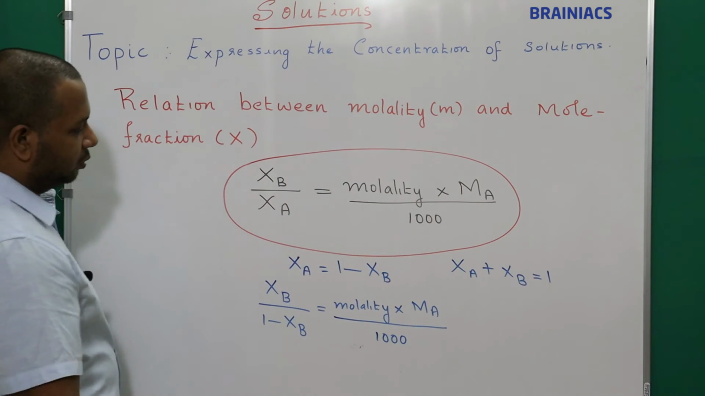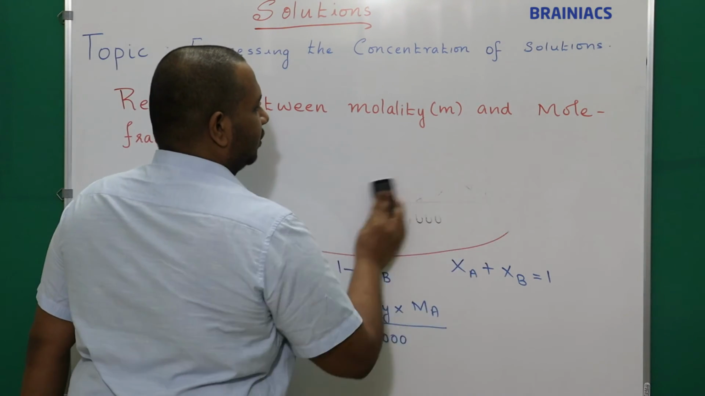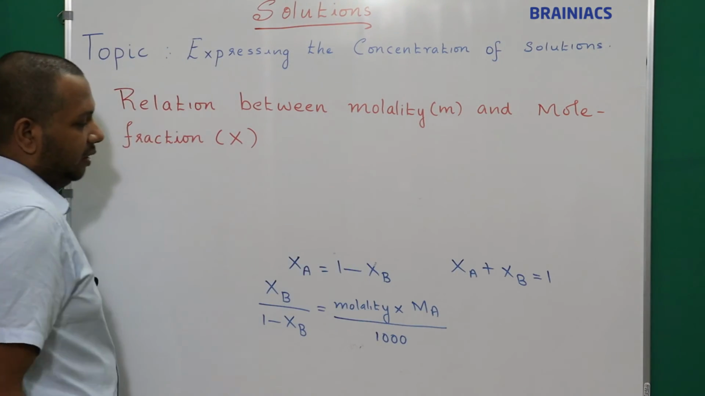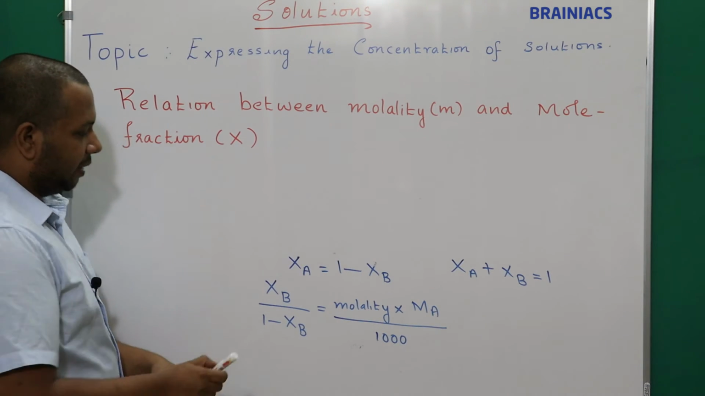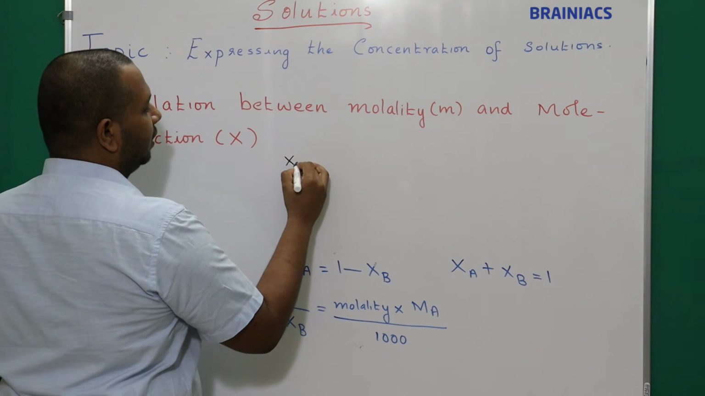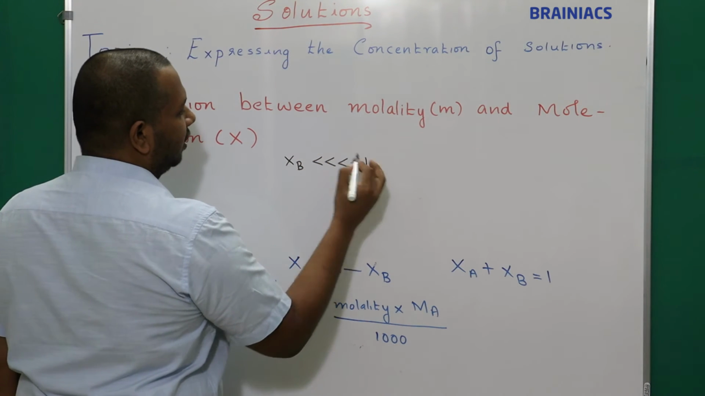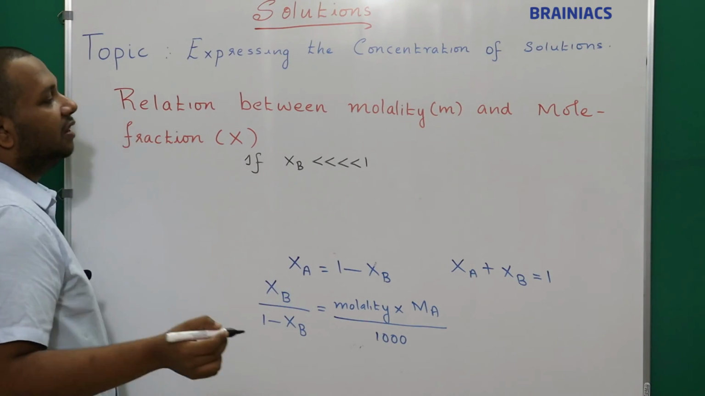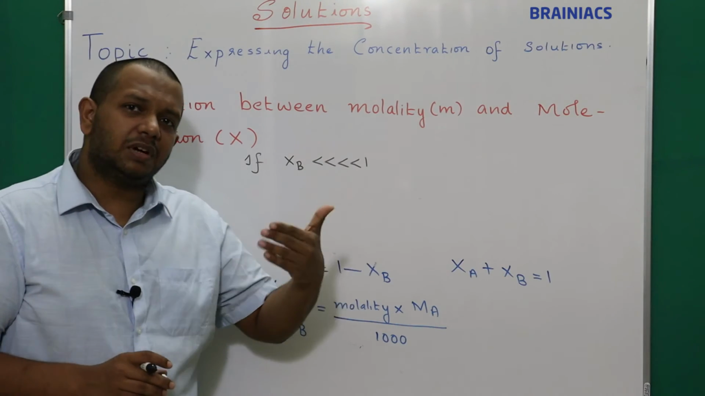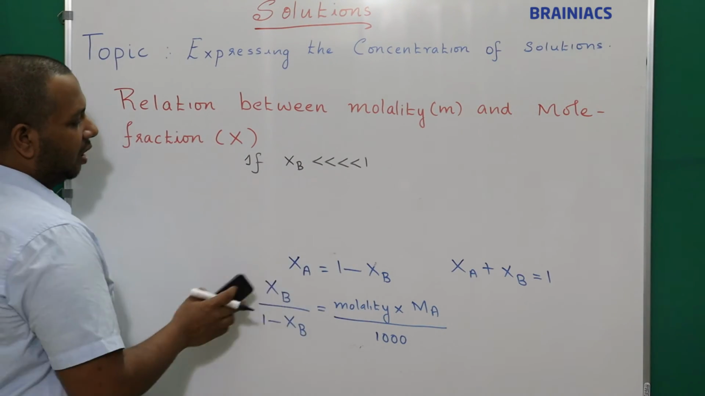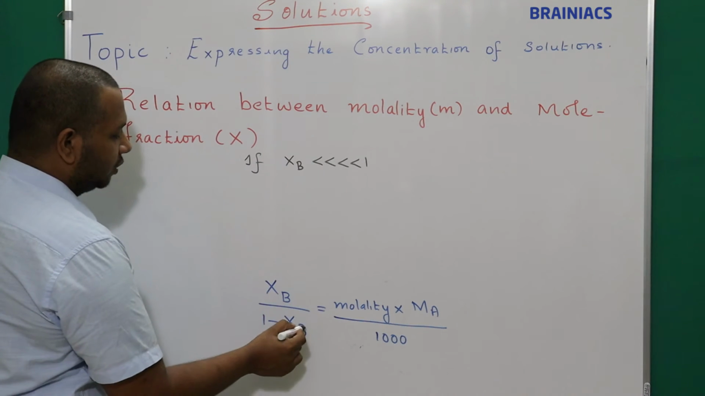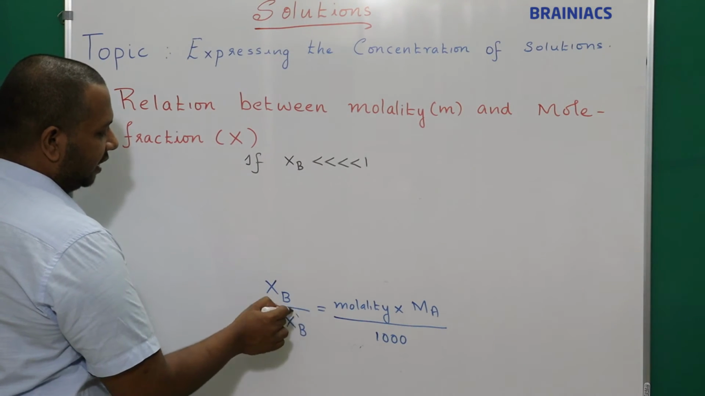So again I am going to derive one more condition out of this. What is that condition? The condition is very simple. If I assume XB is very much less than 1, that means the solute concentration is very low, so it is a very dilute solution. In that case, how can I rewrite this equation again? I can ignore this term, since XB is very much less than 1.